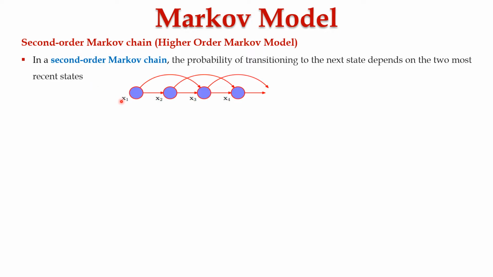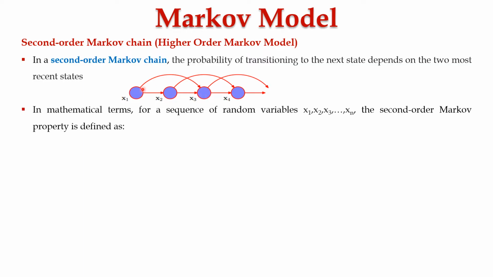So let's check out this diagram where we have the data points x1, x2, x3 and x4. Here, the data point x4 depends on the two most recent states, that is x3 and also x2. Similarly, let's consider x3. It depends on x2 and also on x1.